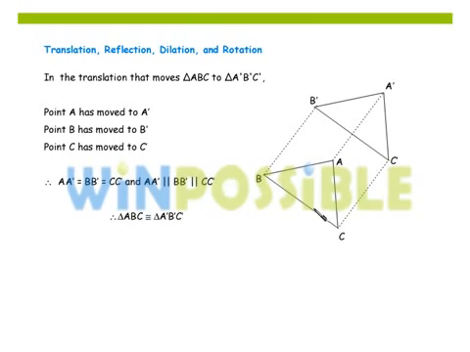Since the figure is moving in the same direction, all points are moving in the same direction. So therefore, triangle ABC is congruent to triangle A prime, B prime, C prime. Sometimes we call this the pre-image, so the image before it's translated, and this triangle would be called the image.